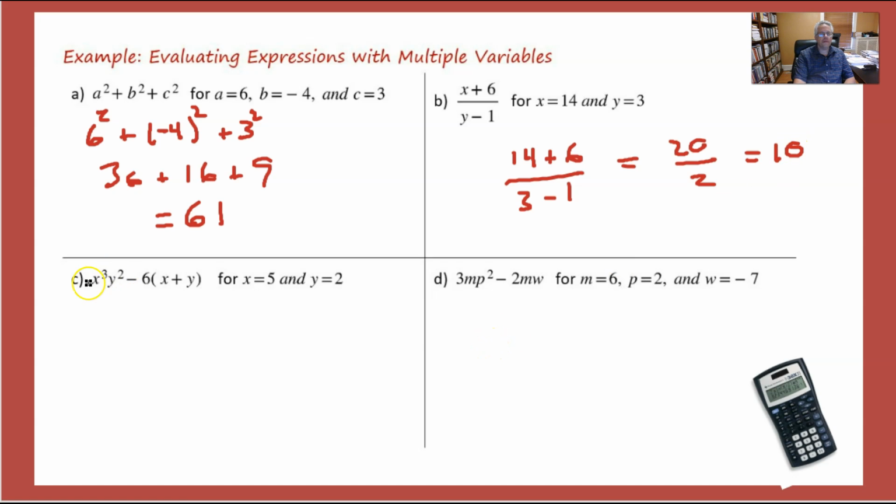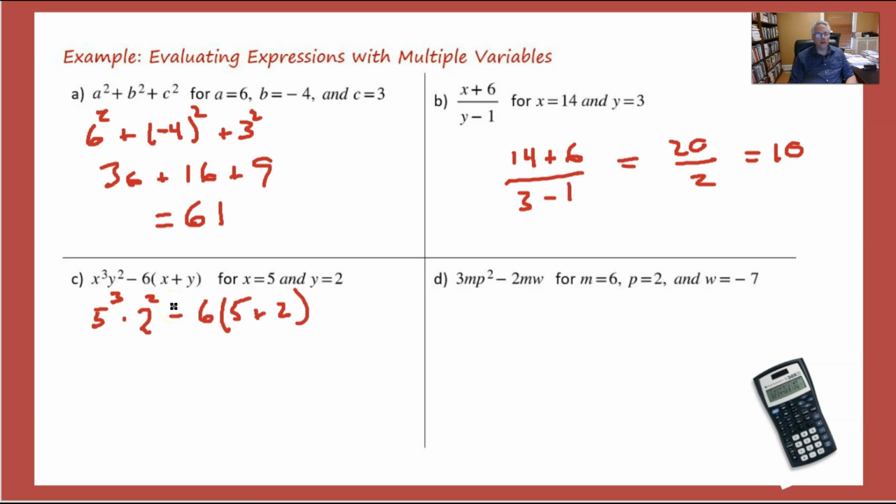Okay, well, how about this guy? We have x is 5 and y is 2, so let's put them in. We have x to the third power, which is also what we mean when we say x cubed. Cubed is to the third power. So we have 5 to the third power times y to the second power, so times 2 to the second power, minus 6 times parentheses x plus y.